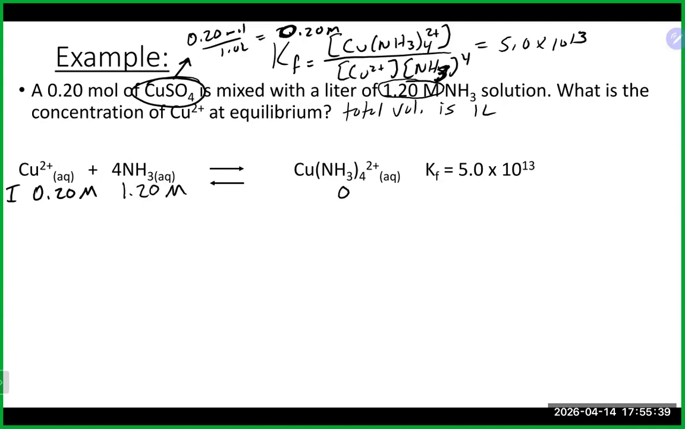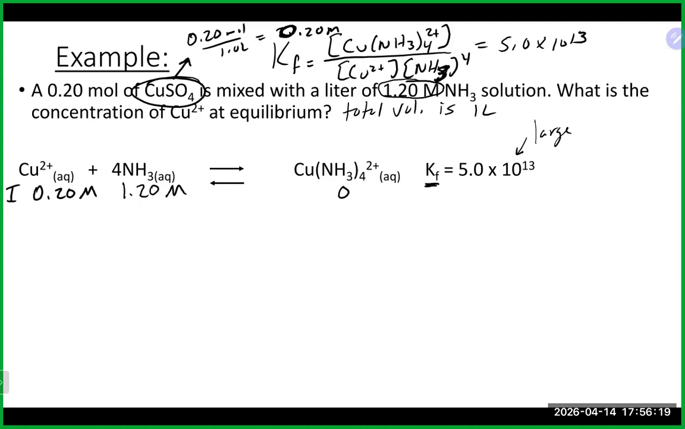So the first difference that we have with these types of problems, compared to ICE tables we've done in the past, has to do with our Kf value. If we look at our Kf value, is it a small value or a large value? This is a large value, right? And typically Kf values are really large values. This is a large value, but there are some that are even larger than this. And because it definitely is a large value of K, we do make an assumption here.